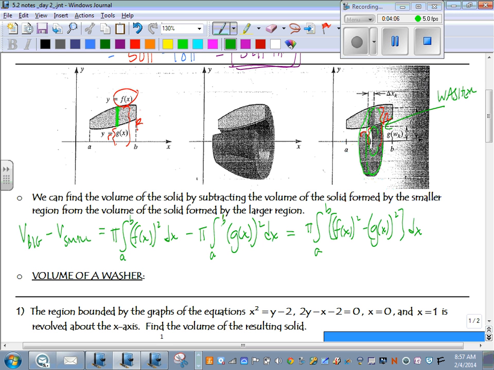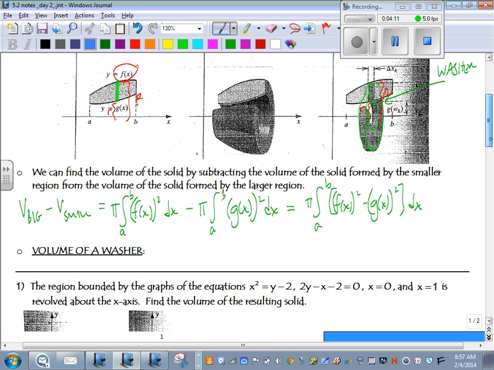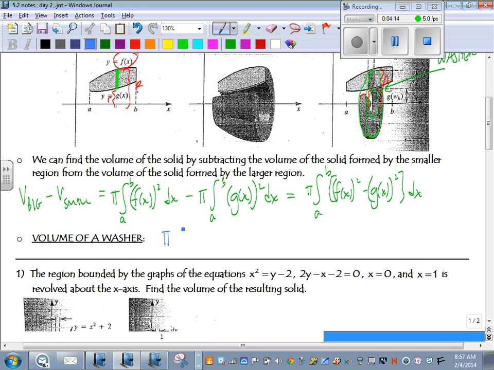But the way I like to kind of think of this or remember this formula is a little bit different. I think of it as pi times definite integral from a to b of this f of x represents the big radius squared minus the little radius squared, and then times the height. So I'm not going to put dx because the height could be dx or dy. And so the height's always going to be dx or dy, one of the two depending on the situation.